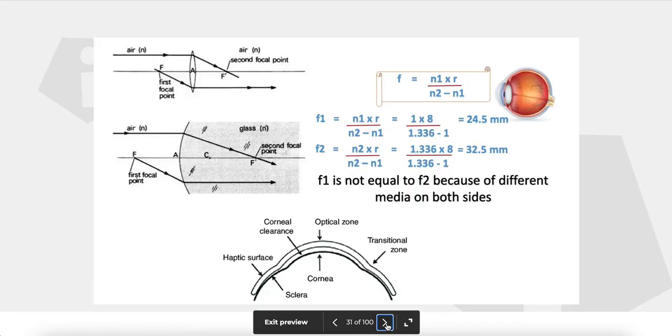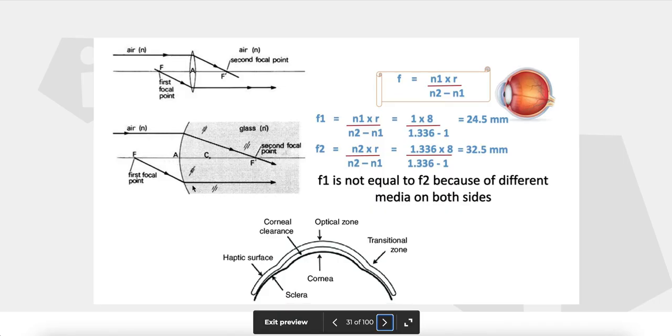Let's see the explanation. If we have a lens with air in front and air behind, then the anterior and posterior focal points, or the first and second focal points, will be equal. The issue comes when the refractive media are different, since the speed of light in air is maximum, so it will make the focal length short.